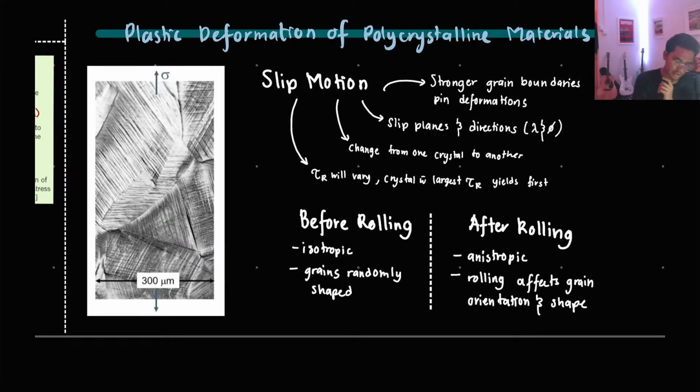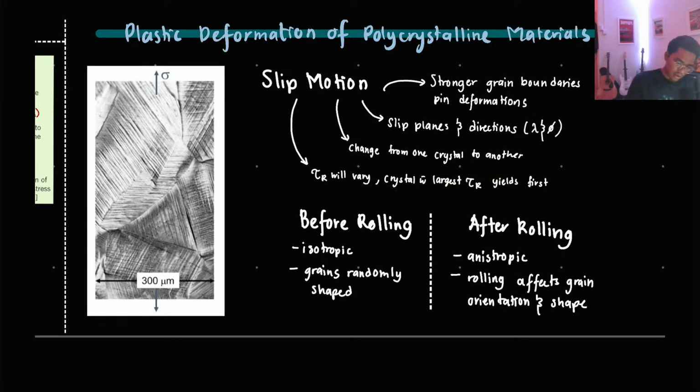So the slip motion. Stronger grain boundaries pin deformations, which means that if you have a grain boundary like this, at the middle, where the grain boundary meets, is where it is hard to deform.